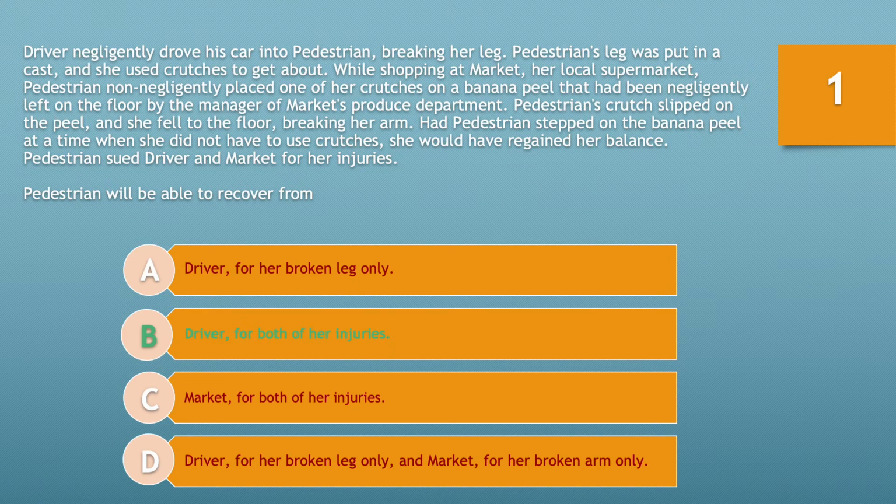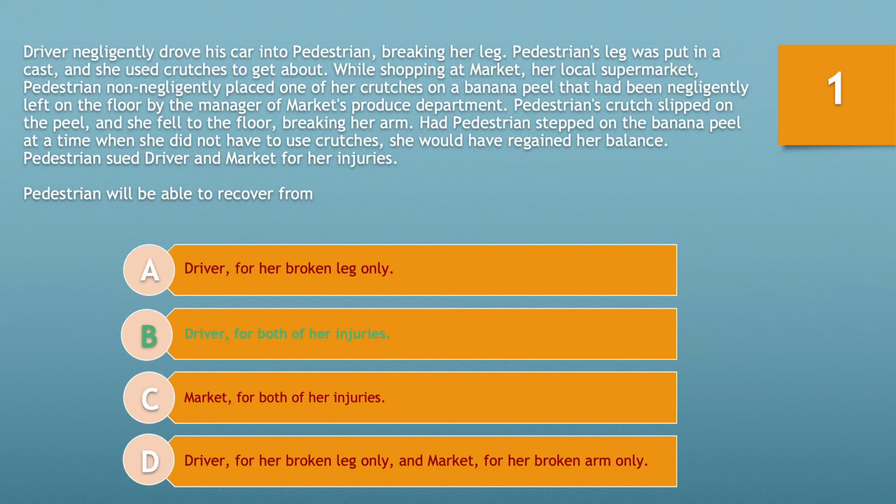In this case, driver negligently drove his car into pedestrian. Do you know how we know this? Because the call of the question told us as such. Breaking her leg. So driver is clearly liable to pedestrian for the broken leg. That's obvious. Here's where we get a little bit more complex.